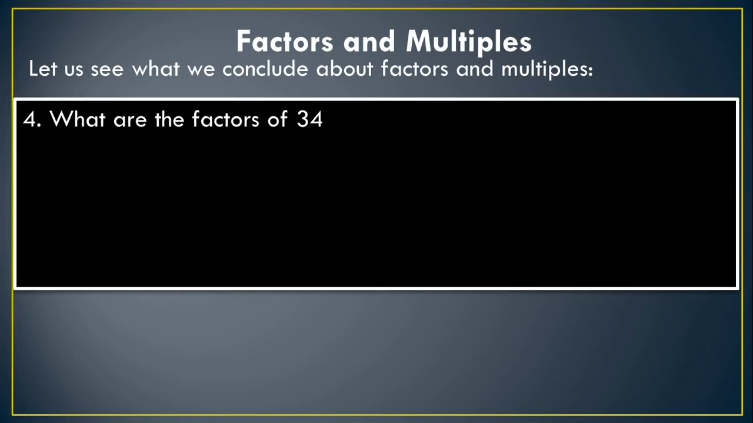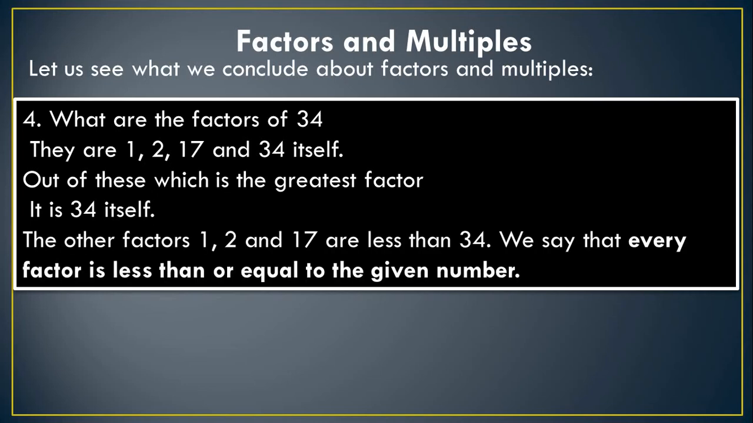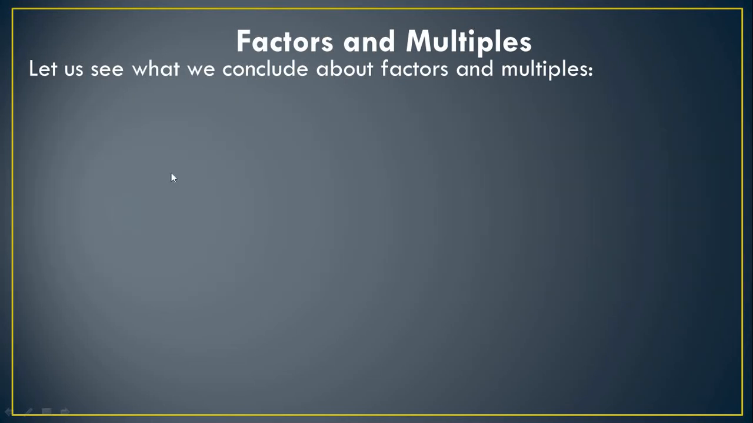Next point, what are the factors of 34? So 34's factors are 1, 2, 17, 34. You can check it in their multiplication table, 34 comes. Out of this, which one is greater? Definitely 34 is the greatest number among the factors. So the other factors are less than 34. So we say that every factor is less than or equal to the given number. Because if you take 34 as an example, the greatest number is 34. So it is either the same or less than that number.